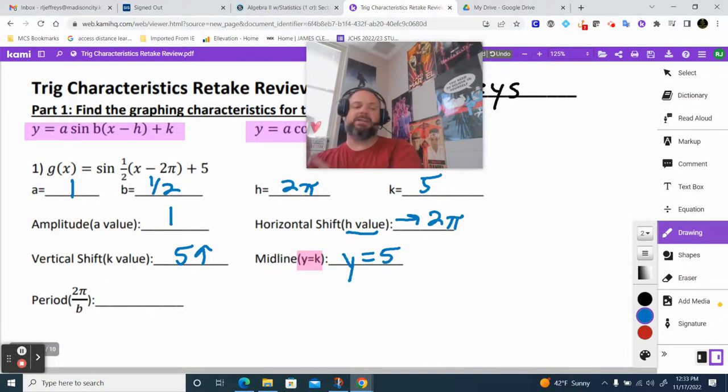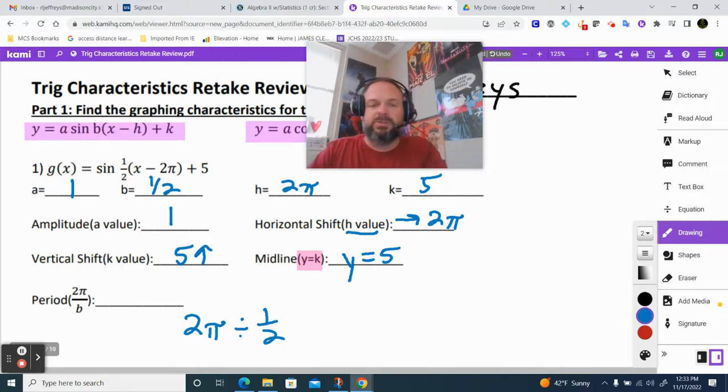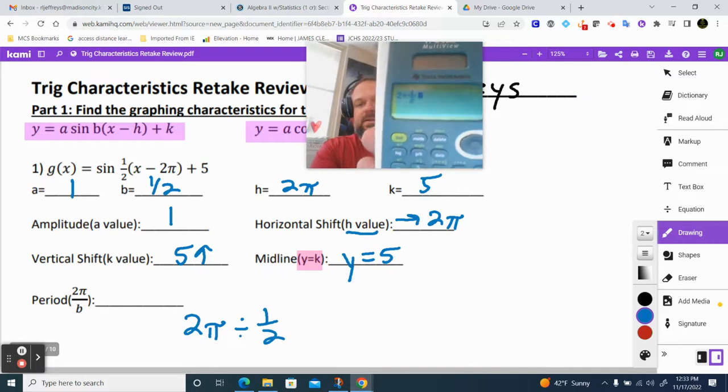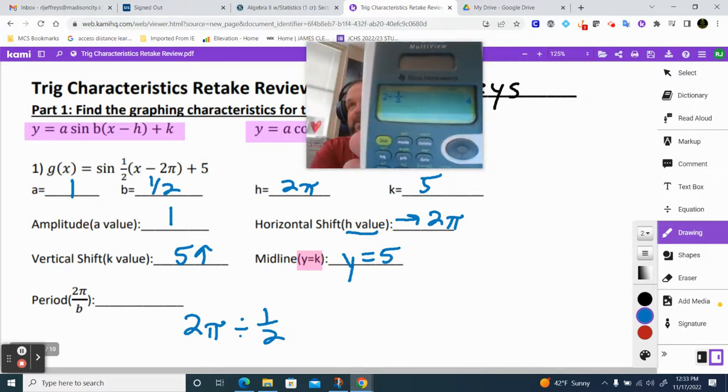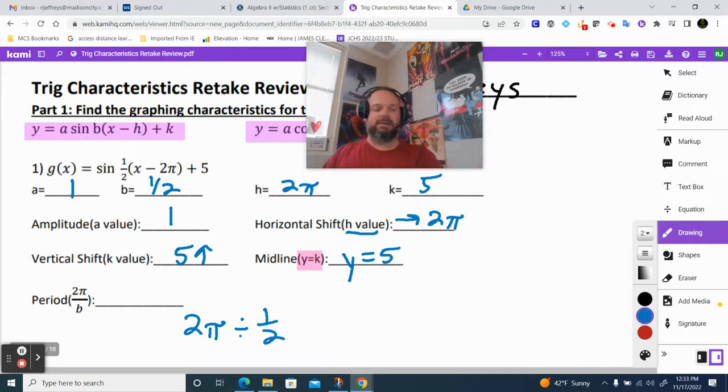Now, our period is 2 pi over b, which is the same thing as saying 2 pi divided by b. And the reason I said divided by b is because this is a fraction. So I can say 2 pi divided by 1/2. If you were to ask yourself, WWJD, what would Jeffries do? In my calculator, I would say 2 divided by 1/2, and not have to worry about any other thing because it's going to give me the answer. And all I have to do is tag along the pi.